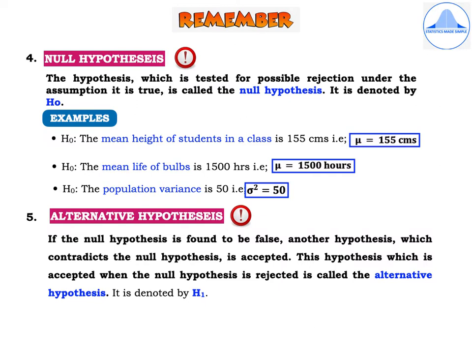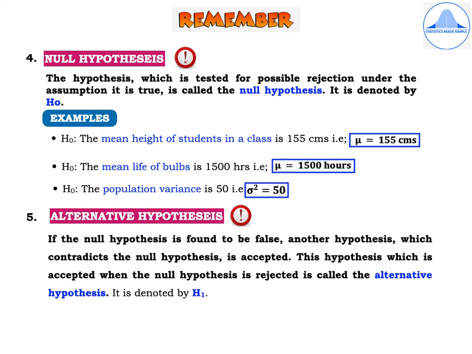So the hypothesis which is tested for possible rejection. Again, possible rejection means either it can be accepted or it can be rejected, but all this depends on the sample which a person is going to choose. And such a type of statement is called the null hypothesis.